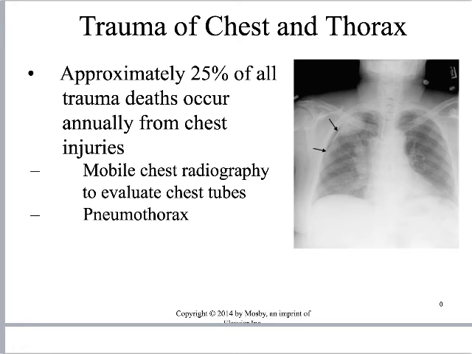One of the things that we're looking for is pneumothorax, which is an air bubble basically where there shouldn't be any air. So if we have a rib fracture or a penetrating wound to the chest, we can get an air bubble between the lung and the chest wall.